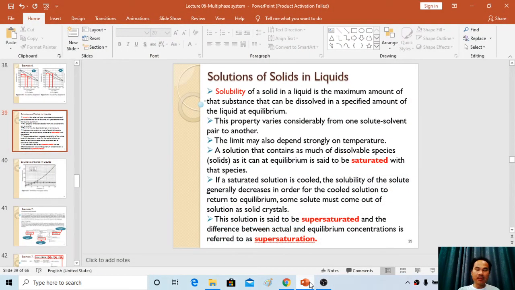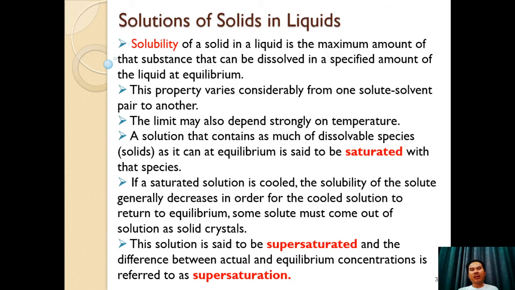Previously, we talked about the solid-liquid system, mostly solids dissolving in liquid. We will now talk about solubility. The solubility of a solid in a liquid is the maximum amount of solid that can be dissolved in a specified amount of liquid. That means at constant temperature and pressure, the maximum amount of solid that can dissolve in the liquid constitutes the saturation or solubility.